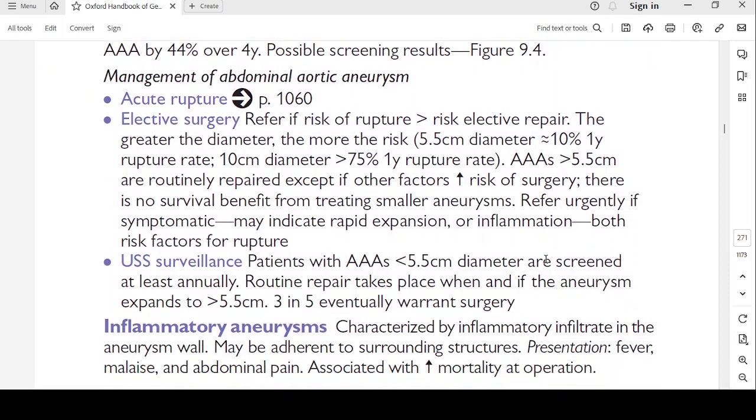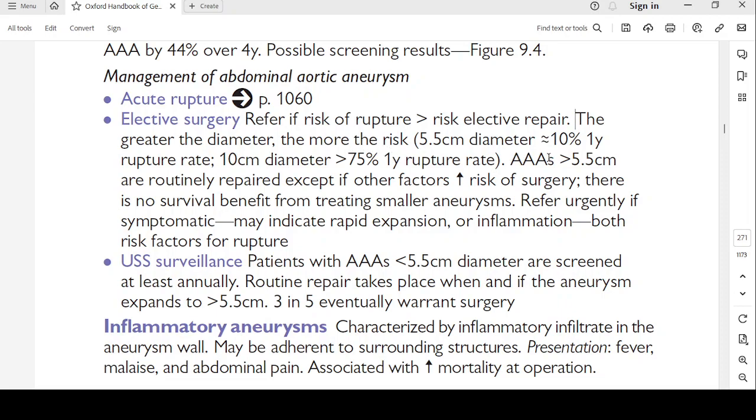Management of abdominal aortic aneurysm: acute rupture, elective surgery. Refer if the risk of rupture is more than the risk of elective repair. The greater the diameter, the more the risk. A diameter of 5.5 centimeters equals a 10% 1-year rupture rate; 10 centimeter diameter, more than 75% 1-year rupture rate.